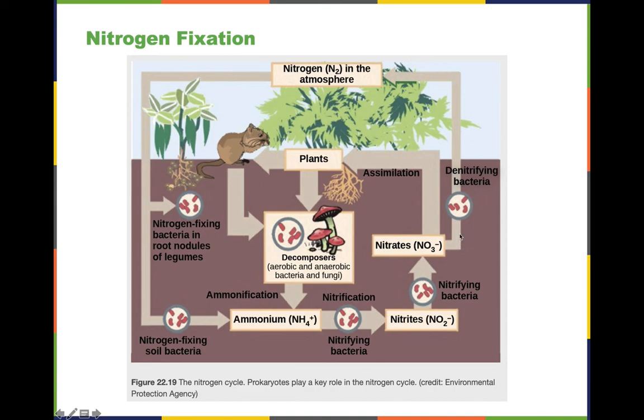There are bacteria called denitrifying bacteria. They take nitrate and turn it back into nitrogen and give it back to the environment. So there is a really nice balance between the nitrogen fixing bacteria, which fix nitrogen from the environment, and the ones that give it back to the environment. I hope this image helps you appreciate the important role that bacteria in the soil play in the survival of all of us.